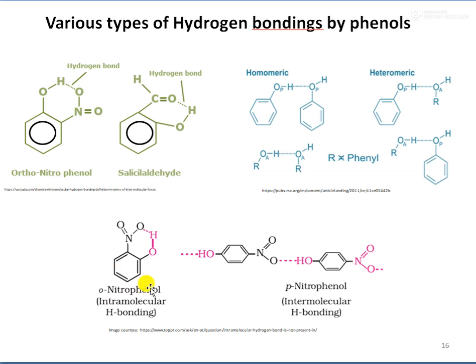Again, in ortho-nitrophenols, we previously discussed that intramolecular hydrogen bonding is possible, whereas in para-nitrophenols, intermolecular hydrogen bonding is possible. That is between two different molecules. So this is an example of homomeric hydrogen bonding only, that is, hydrogen bonding between the same type of molecules.